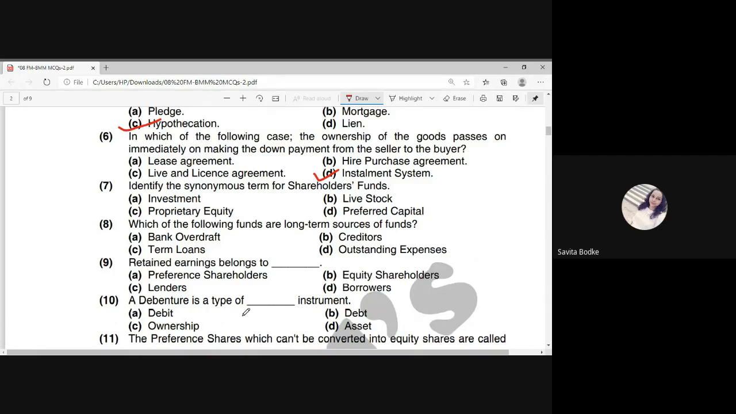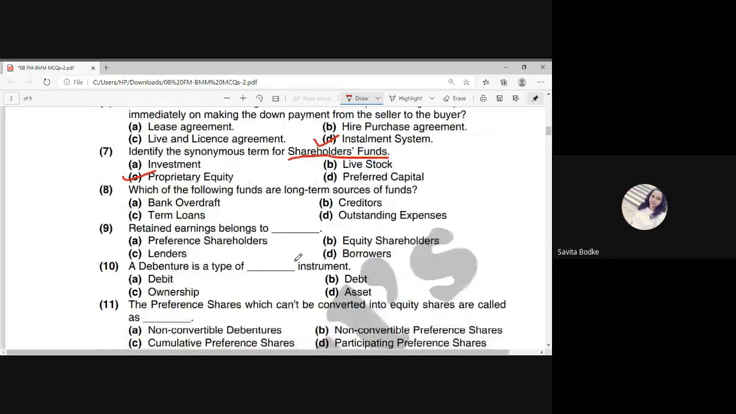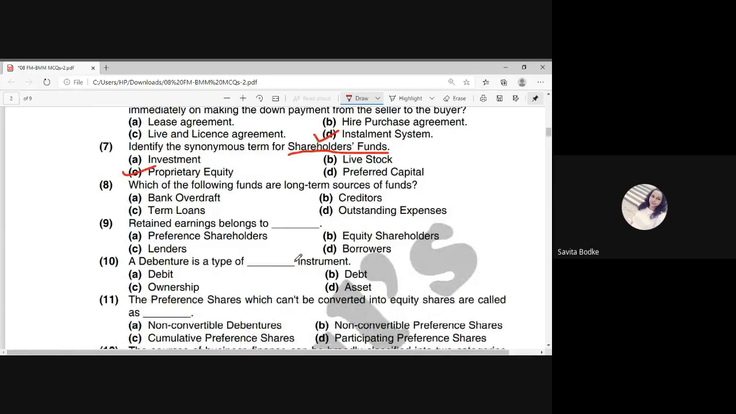Now identify the synonymous term for the shareholders funds. So it is nothing but your proprietary equity. Now the next one is, which of the following funds are the long term sources of funds? Now we are going to discuss the long term sources. So that is nothing but your term loan. But suppose they have asked you regarding the short term sources of funds, then your answer can be your bank overdraft. Clear?